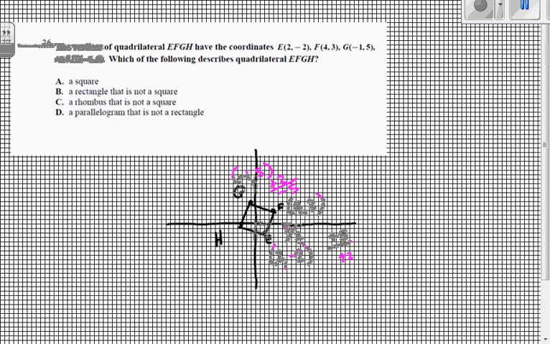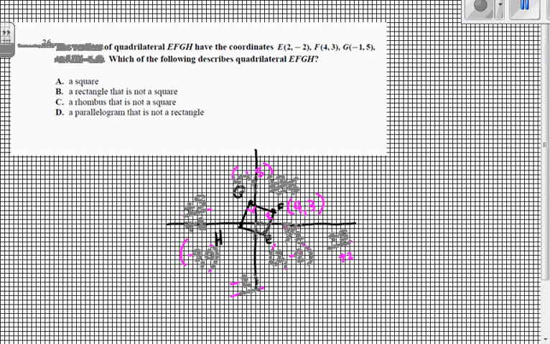So let's do the other one now. H is -3, 0. From 0 to 5, I went up 5. From -3 to -1, I went up 2. This has a slope of 5/2, which means -2/5 and 5/2 are also opposite reciprocals, so those are perpendicular. And last, from H to E, if I start at 0 and go to -2, I go down 2. If I start at -3 and go to 2, I go up 5, which means this has a -2/5 slope, which means it's perpendicular to both of the other sides.